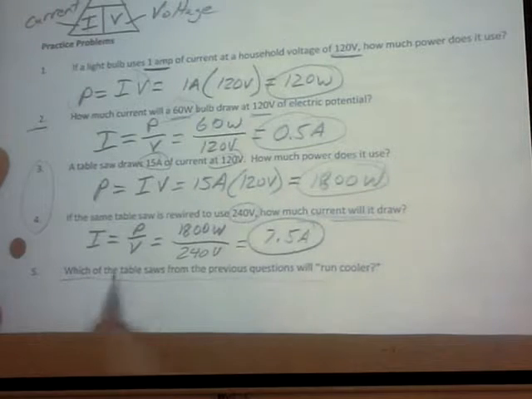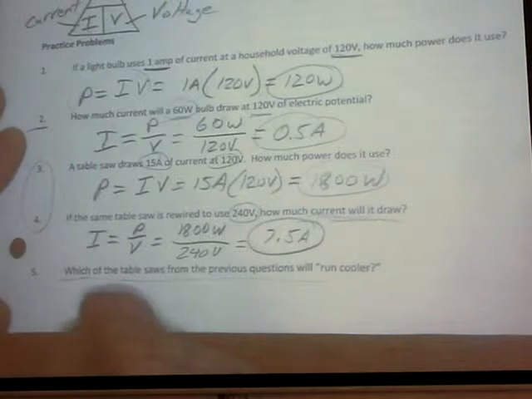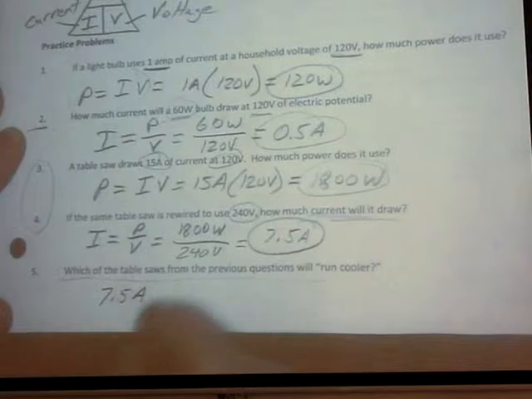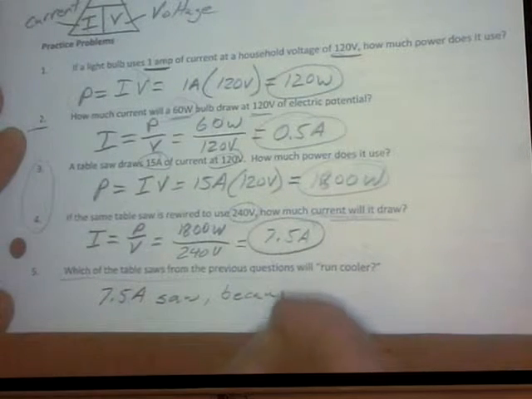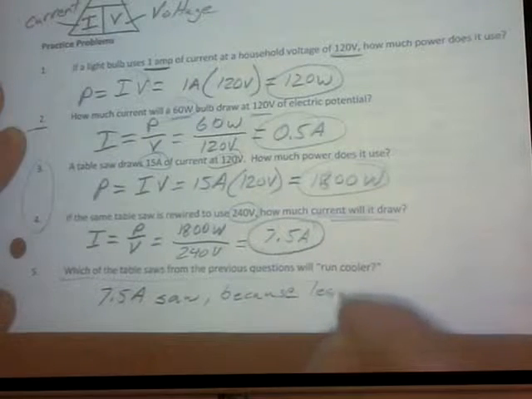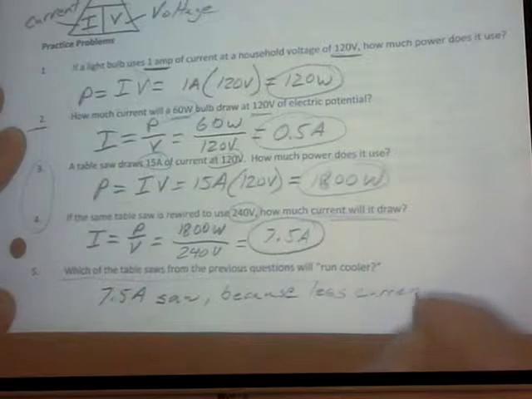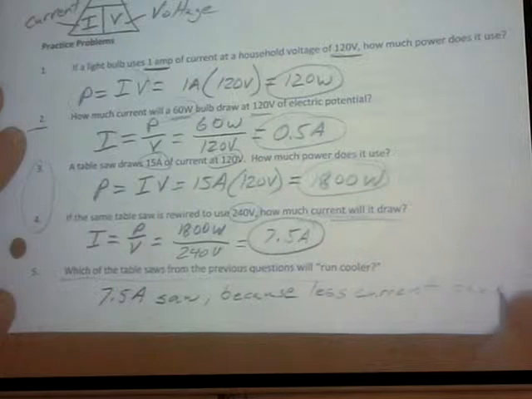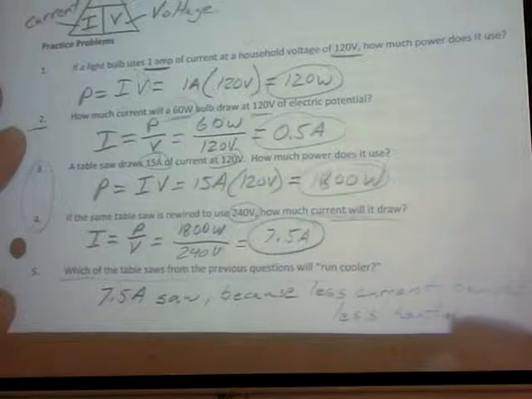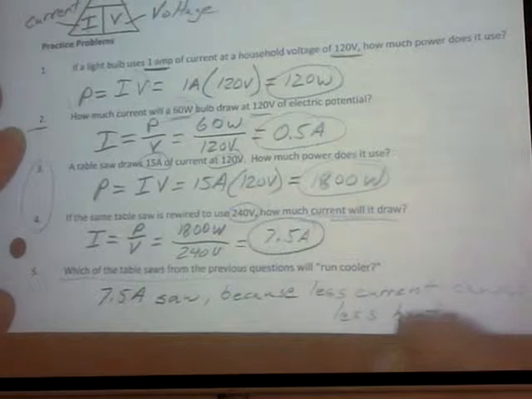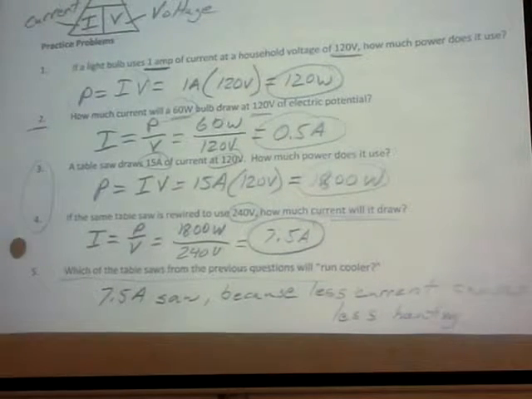So the answer to this question, which of the table saws will run cooler? It's the 7.5 amp saw, because less current causes less heating. And for that reason, I was told that all my shop tools that I was able to convert to 240 volts, I should do that because they last longer. There's less wear and tear on the tools.